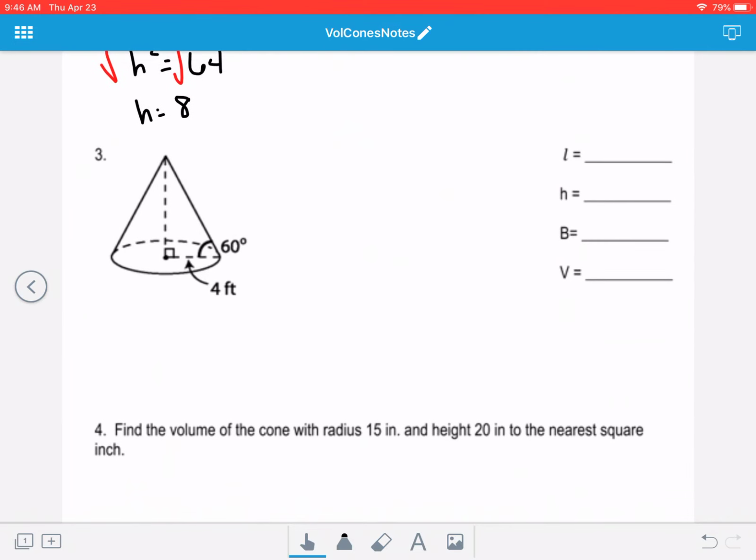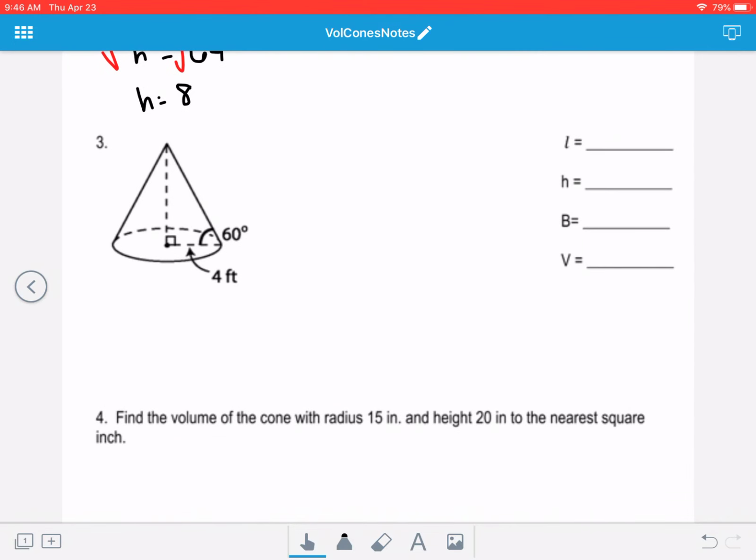Number 3, again, wouldn't be a bad idea to pause this here and try it on your own and see if you can do it correctly. L, the slant height, is the slanted segment in orange. I don't know what it is, but I do know here that the radius is 4. They tell me that the one angle is 60, so that means this last angle here has to be 30.